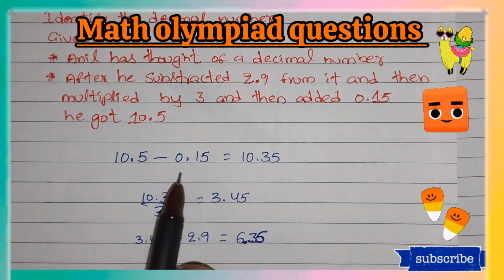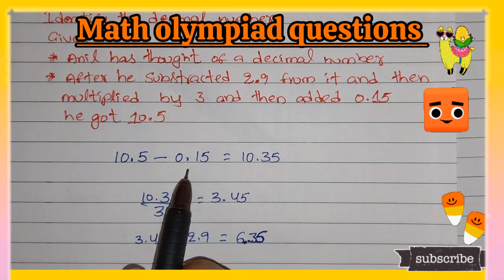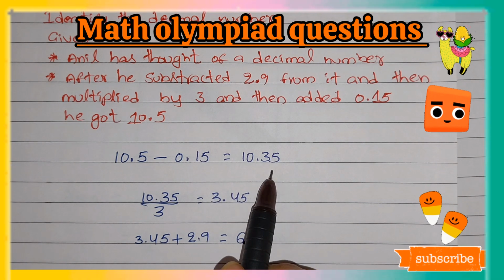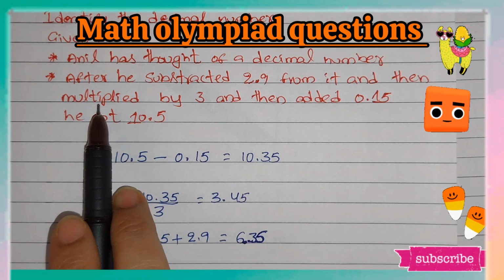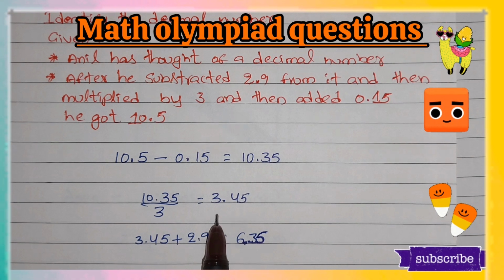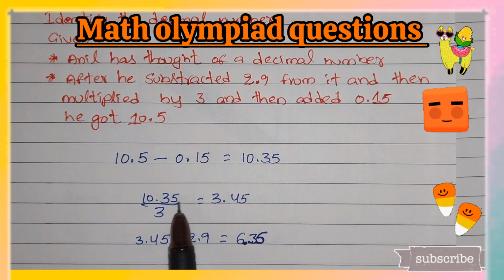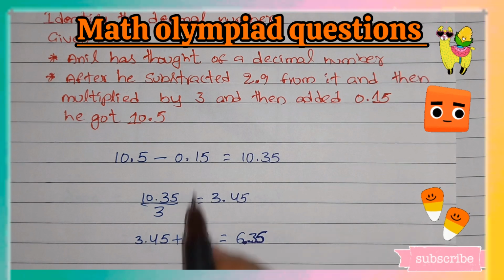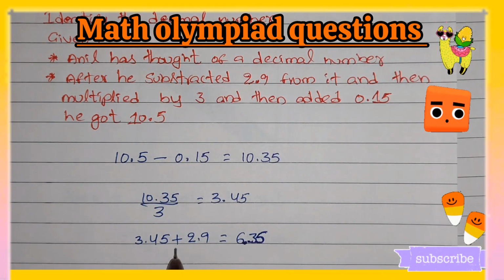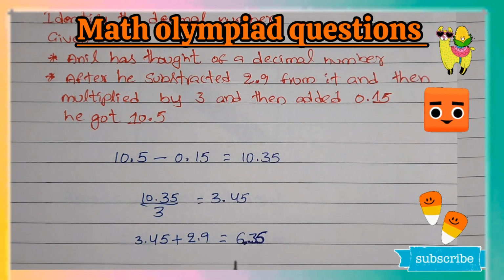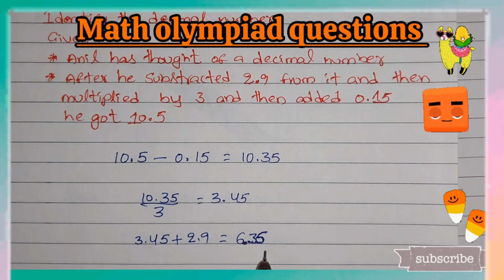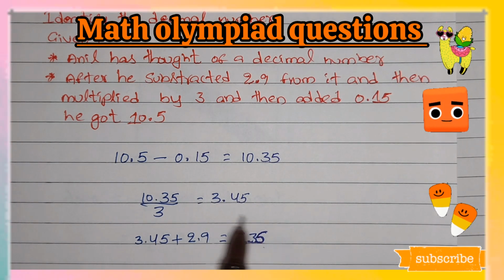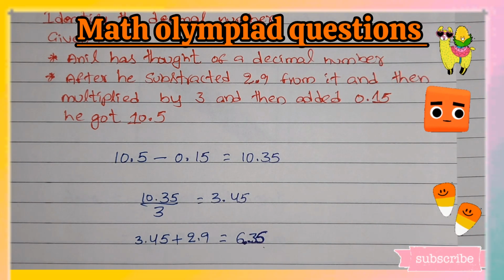He got 10.5 after adding 0.15, but here we have to subtract to get the answer. 10.5 minus 0.15 equals 10.35. Again, they said multiplied by 3, so the opposite is divided. 10.35 divided by 3 equals 3.45. They subtracted 2.9, but here we have to add. 3.45 plus 2.9 equals 6.35, which is the answer.